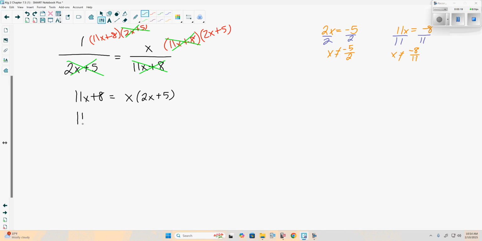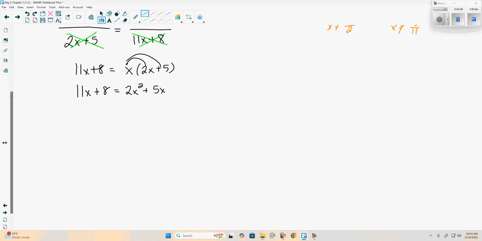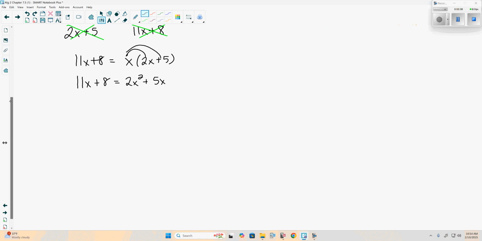Now 11x plus 8 is as simplified as it gets, at least for now. On the right side, we can distribute the x. X times 2x is going to give us 2x squared. X times our 5 is going to give us 5x. Now this one here is the first one we've worked with where we had a variable with an exponent bigger than 1. So this is the first one we've dealt with in this lesson where we have an x squared term.